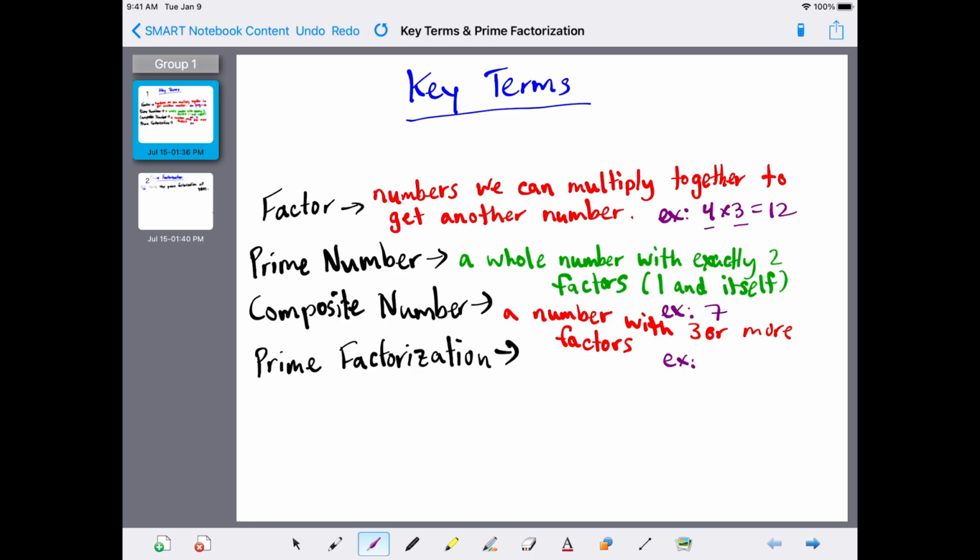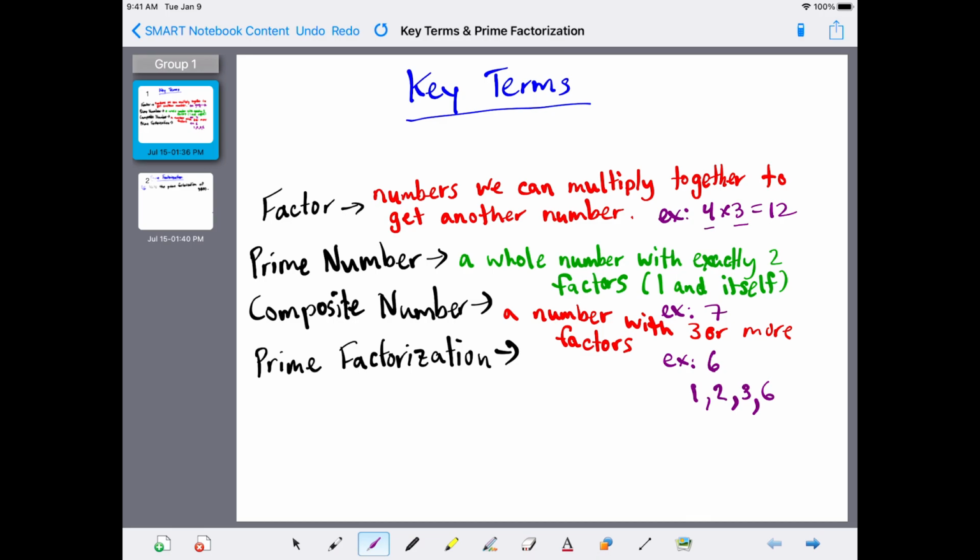For example, we could pick, let's say, 6. So 6 has more than 2 factors. It's got 1 and 6: 1 times 6 is 6, and it also has 2 times 3. So 2 times 3 is 6. So this composite number 6 has four factors.